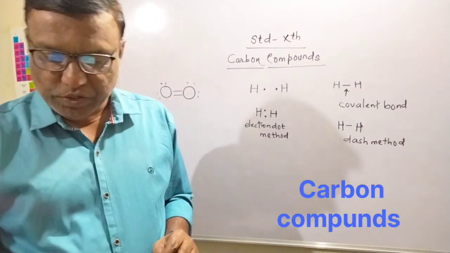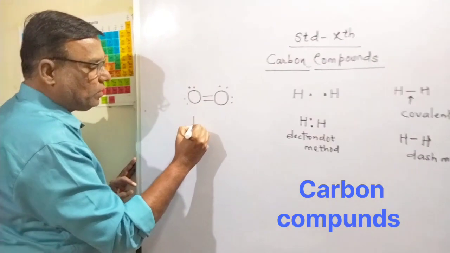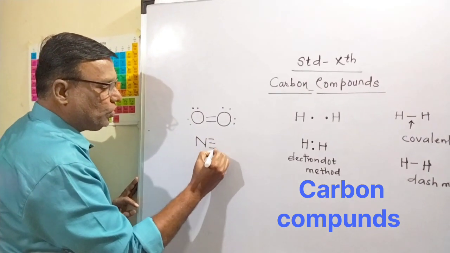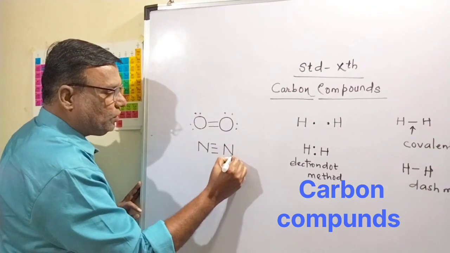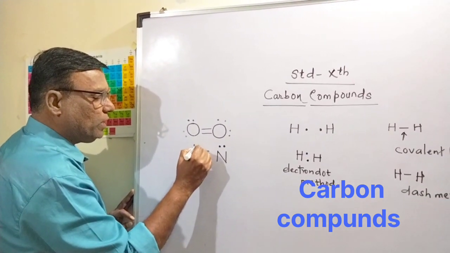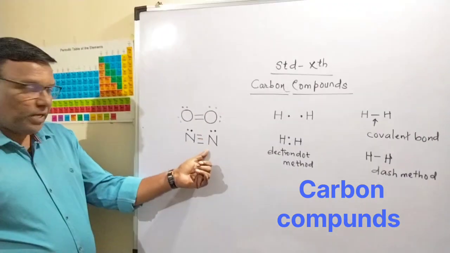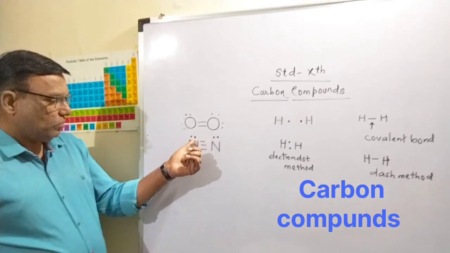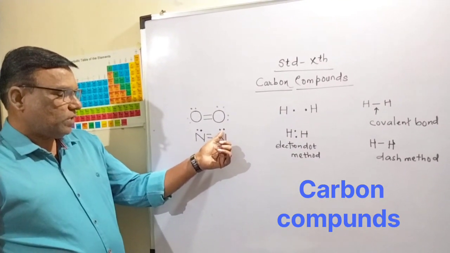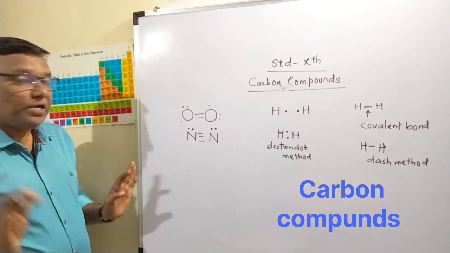Now, last, we are going to show the triple bond in nitrogen. Here you have to draw nitrogen, 1, 2, 3, a triple bond between nitrogen atoms. On each nitrogen there is one lone pair of electrons. So here is nitrogen with a triple bond, and each nitrogen carries one lone pair of electrons. So between two nitrogen atoms, a triple bond is present.